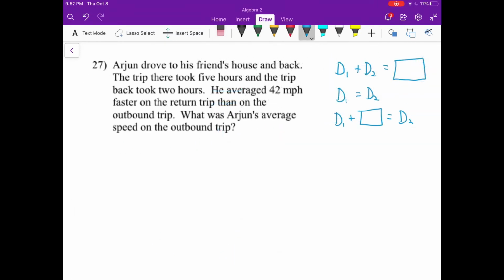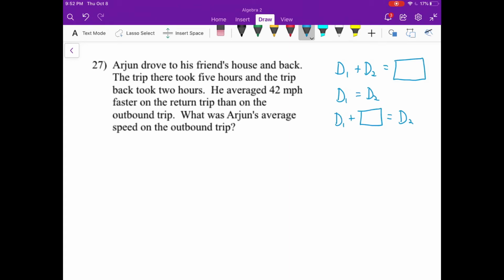We come to our final question here. It says Arjun drove to his friend's house and back. The trip there took 5 hours, and the trip back took 2 hours. He averaged 42 miles per hour faster on the return trip than on the outbound trip. What was his average speed for the outbound trip?